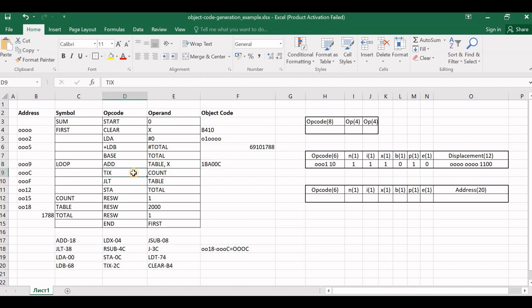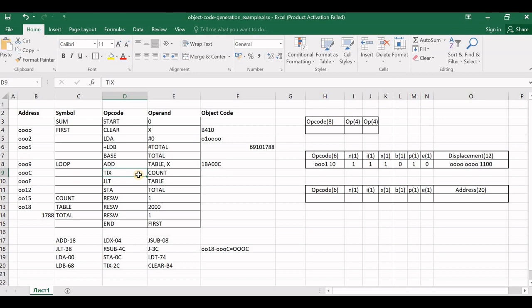Coming to the next instruction. The next instruction is TIX count. TIX count is an instruction which is used for incrementing the value of x. TIX is an instruction which is used for incrementing the value of index register. So now identify which format this instruction is in.